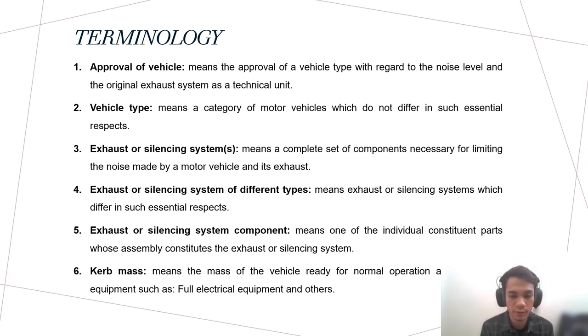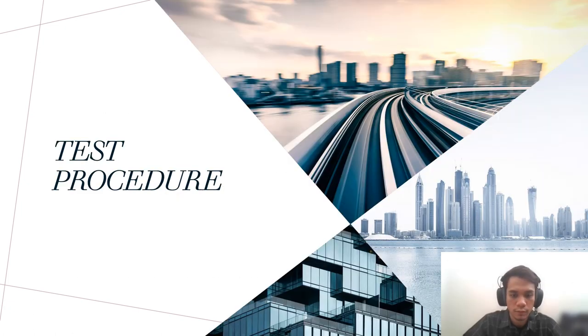It means a complete set of components necessary for limiting the noise made by a motor vehicle and its exhaust. Number four, exhaust or silencing system of different types. It means exhaust or silencing systems which differ in such essential respects. Number 5. Exhaust or silencing system's component means one of the individual constituent parts whose assembly constitutes the exhaust or silencing system. And number 6. The curb mass means the mass of the vehicle ready for normal operation and fitted with equipment such as full electrical equipment and others.